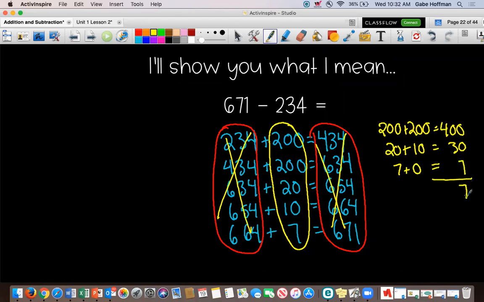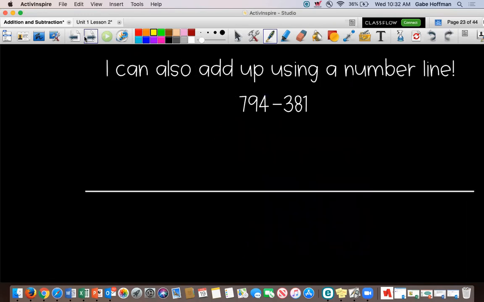I have 7 1s, 3 10s, and 4 100s. So I know the difference on that problem is 437, right? Just based on the pieces I added together to get to the answer, to get to 671, to get to the difference. So now we're going to talk through one. Oh, sorry. I can also add up using a number line. So I want to do this example too.